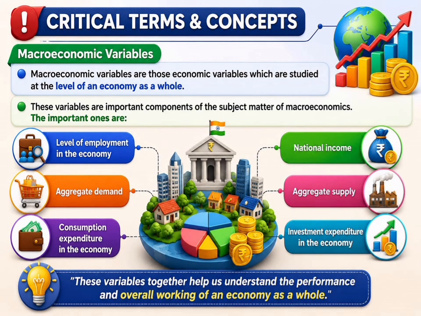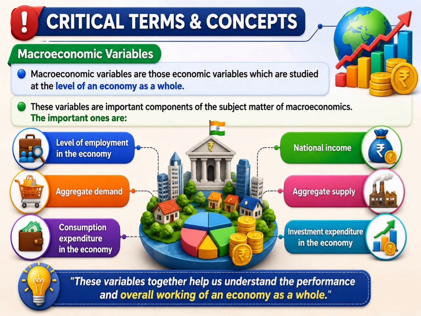Now, let's see the important macroeconomic variables. First one, level of employment. This tells us how many people in the country have jobs. If more people have jobs, it means employment is high. If many people don't have jobs, unemployment is high. For example, if many companies hire workers, employment increases.